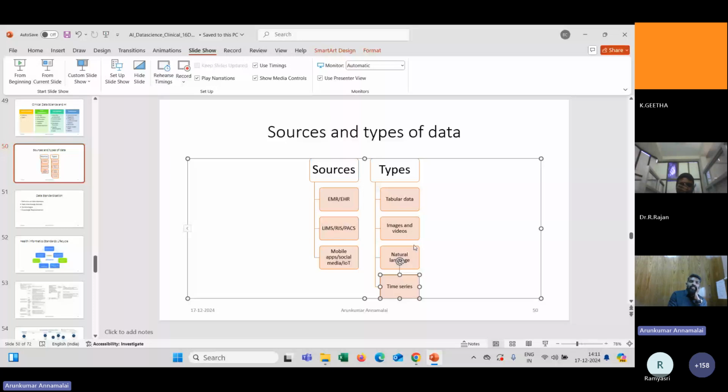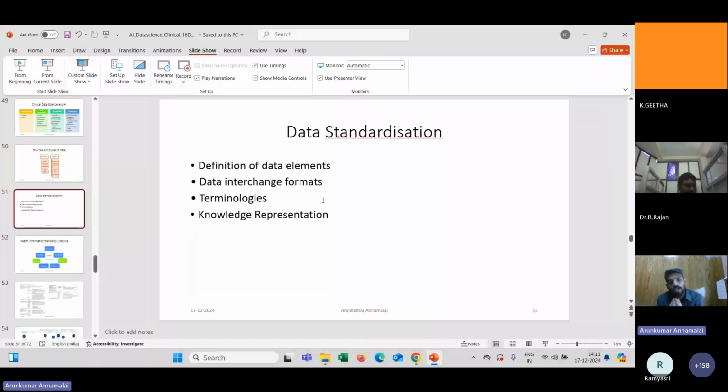And like I said, data standardization, so definition of data elements is important, and the data interchange formats are important, the terminologies and the knowledge representation.